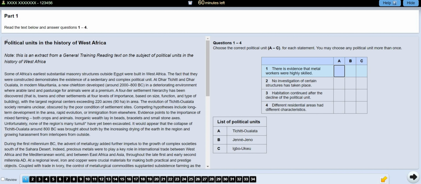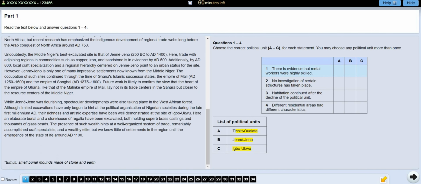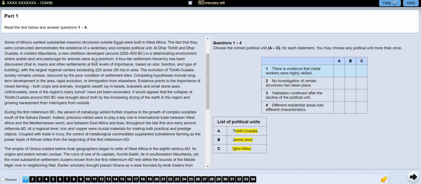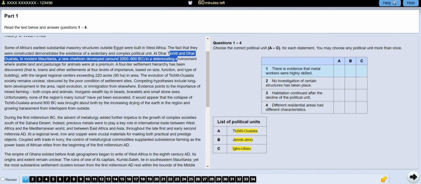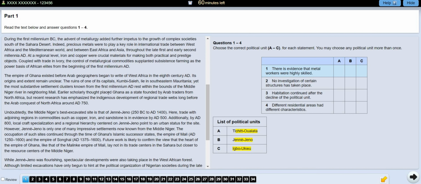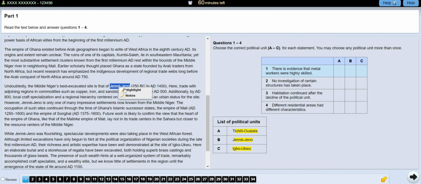This first paragraph is about the political units in the history of West Africa, and the question says that we need to match these points to the list of political units: Tichitt-Oualata, Jenne-jeno, and Igbo-Ukwu. Pardon my spelling and the way I pronounce these, because they are quite weird. First of all, highlight these words where you can find them. Yeah, here it is, Tichitt-Oualata, and Jenne-jeno, here it is.